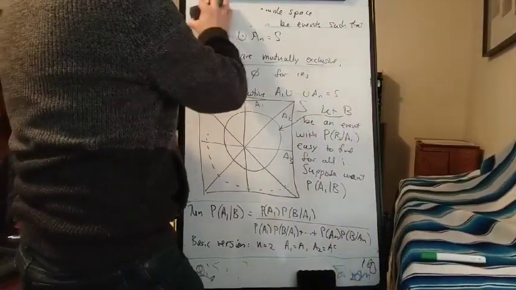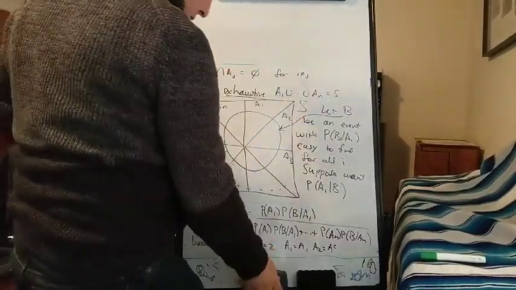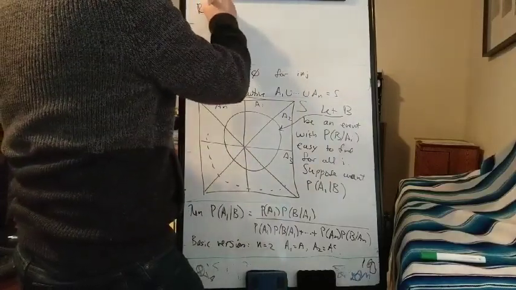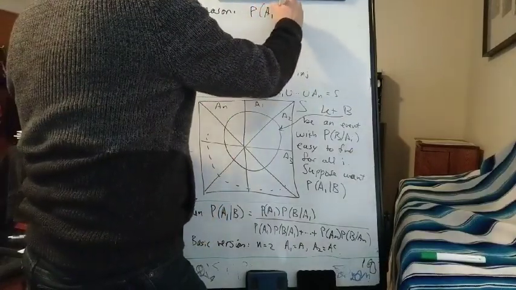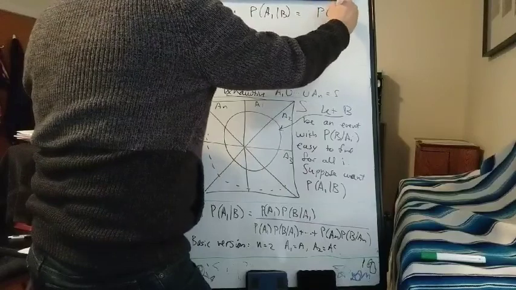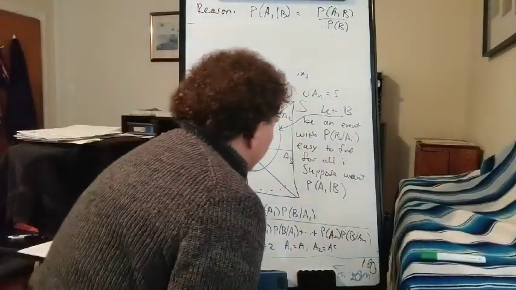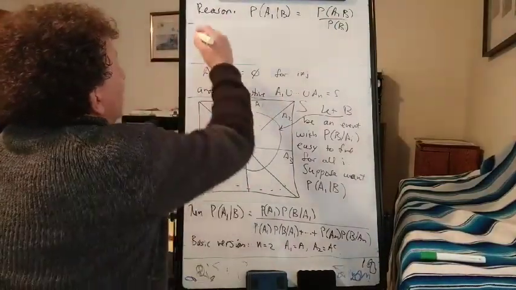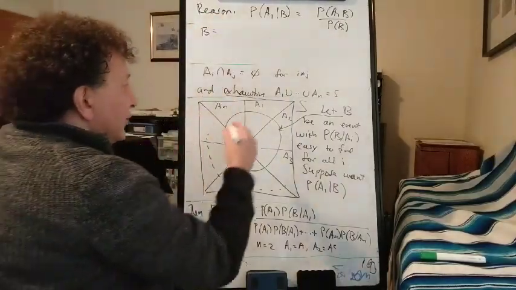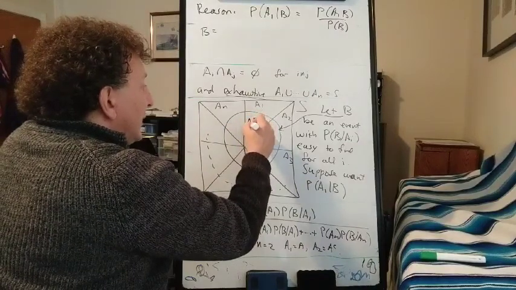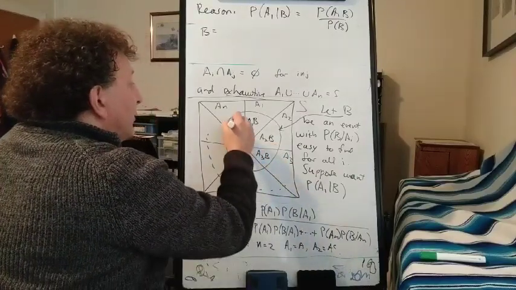Let's look at the reason that it's true. The reason is basically the same as for the basic version. So we want the probability of A1 given B, and that's the probability of A1 and B over the probability of B. Now B, if we look at it, is a disjoint union of A1 and B, A2 and B, A3 and B, up to AN and B.